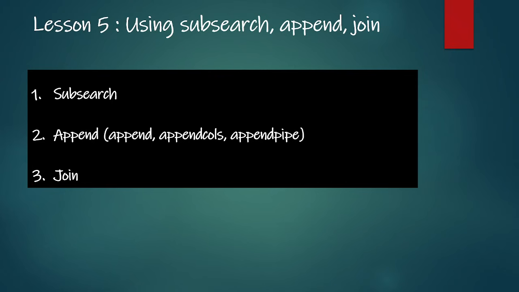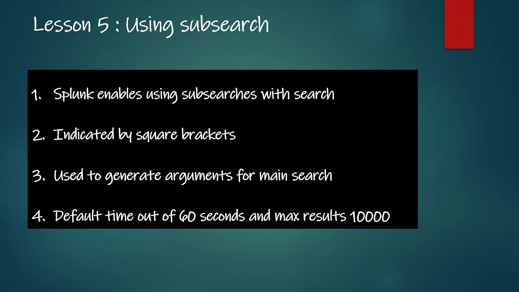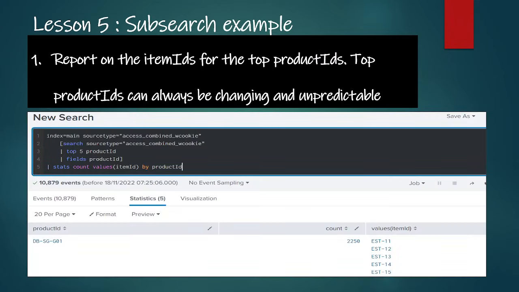Hello all, in this section we are going to cover subsearch, append and join. As you can see, I have mentioned certain details in this slide with respect to the subsearch. Splunk enables using subsearches, and the main intention of the subsearch is to generate arguments for the main search. So this is the example: I'm going to formulate a report on the item IDs for top product IDs. Subsearch is definitely coming to the rescue because top product IDs will be ever changing, right? They are going to change over certain time durations, so that is why it helps even more.